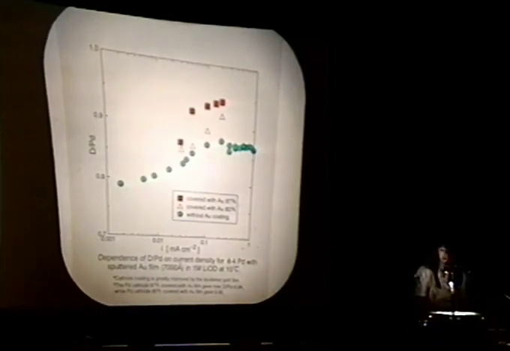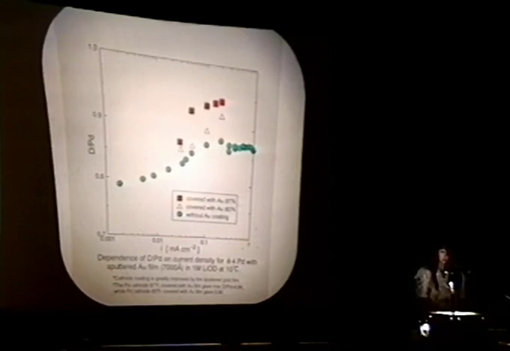This figure shows dependence of D over PD on current density for palladium with sputtered gold film in 1 molar LiOD at 10 degrees centigrade. The green circles are D over PD on palladium without gold coating. The triangles are that on palladium covered with gold film by 80%. The squares are that on palladium covered with gold film by 97%.